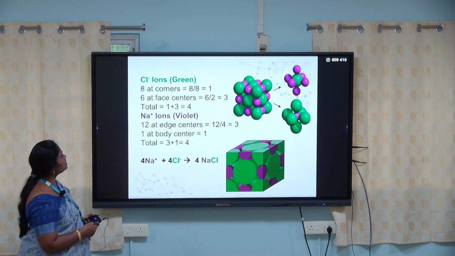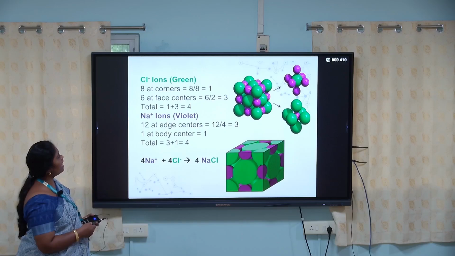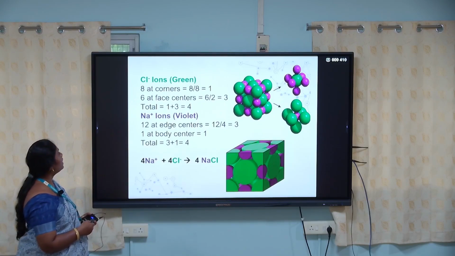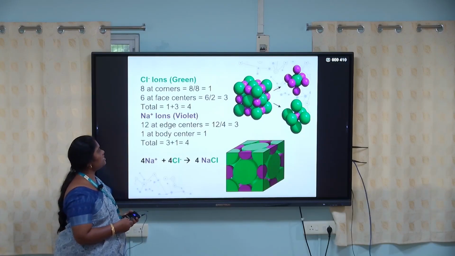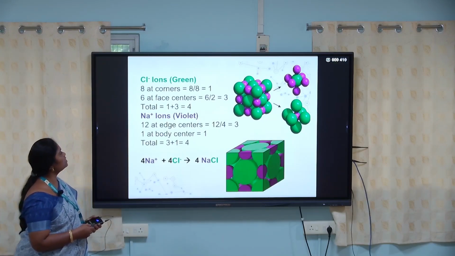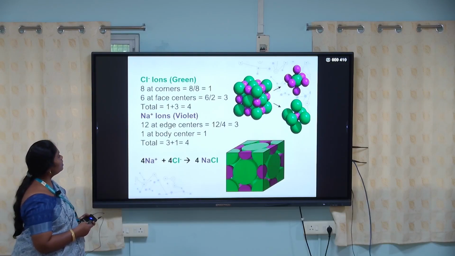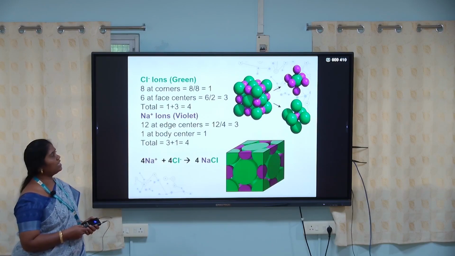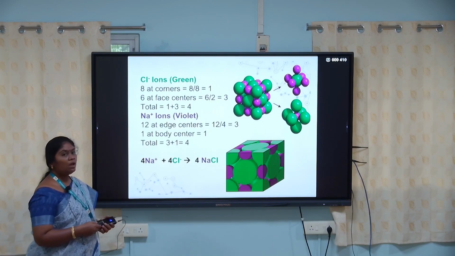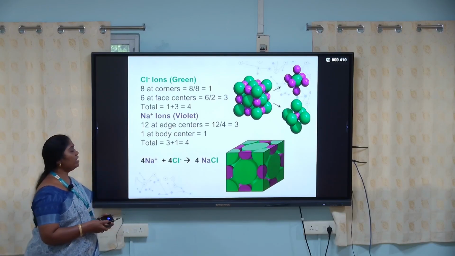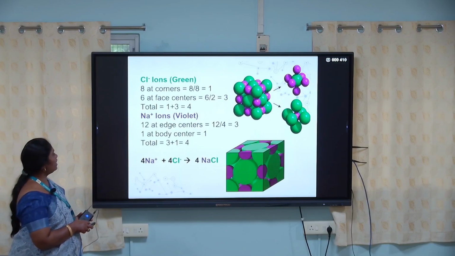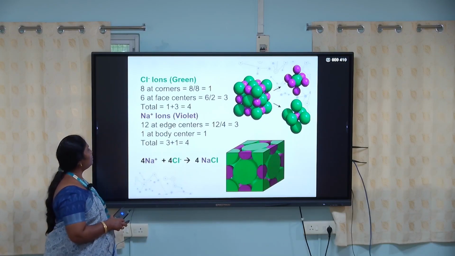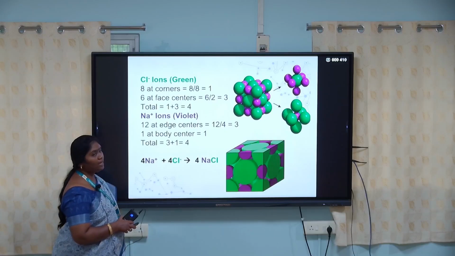There are 8 at the corners, so 8 by 8 per corner, that is 1 is shared at the corners. There are 6 at the face centers, and 6 divided by 2 is 3. So the total is 1 plus 3 equal to 4. So there should be 4 in the NaCl crystal. Here you can see the violet represents the Na plus and the green represents the Cl.